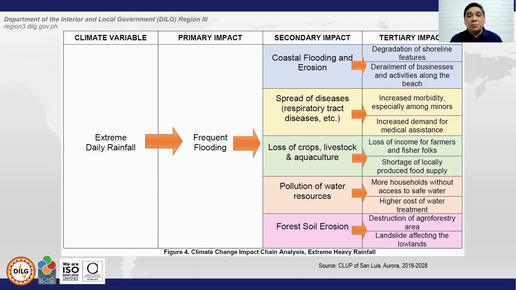Another is pollution of water resources, giving rise to more households without access to safe water and higher cost of water treatment. Then lastly, forest soil erosion, leading to destruction of agroforestry areas and landslides affecting the lowlands.